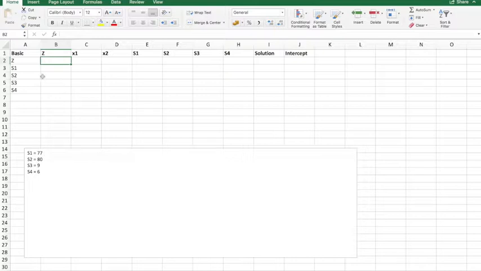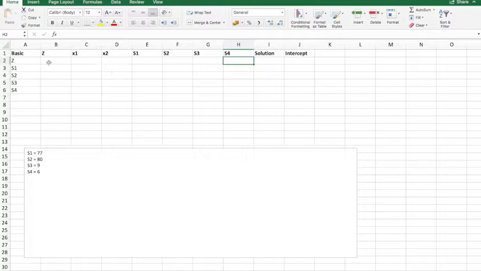So you'll notice on the left column we have a basic feasible solution, and you can see we've got Z, which is our profit, S1, S2, S3, and S4, and that's because we started at the initial point A, where x1 and x2 are equal to 0, and here we have all of our variables from x1 to S4.